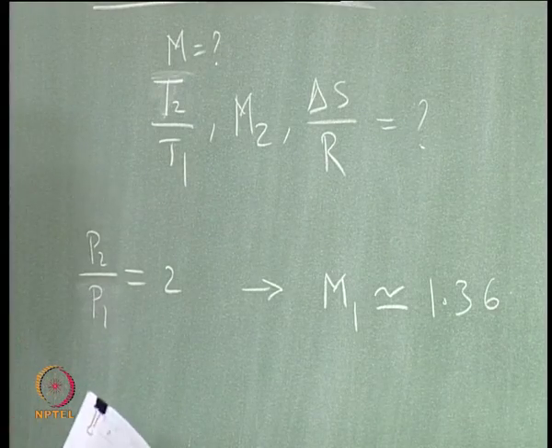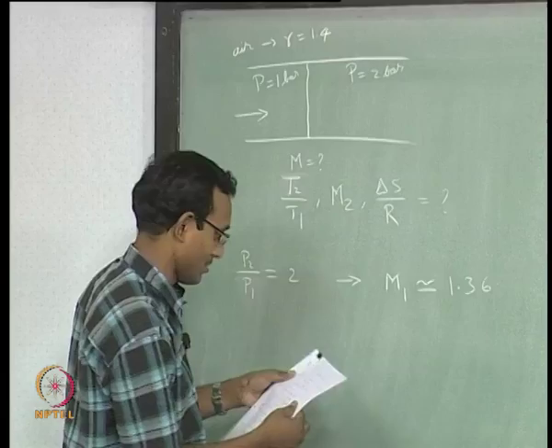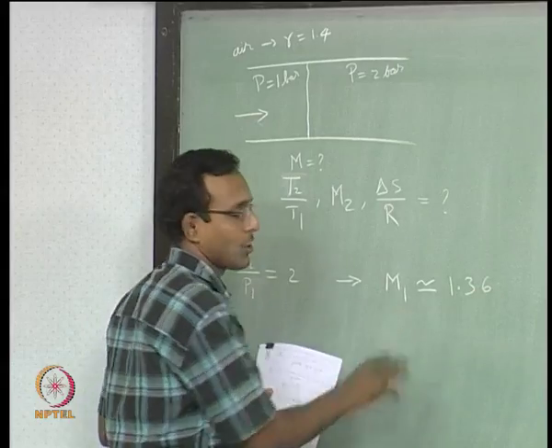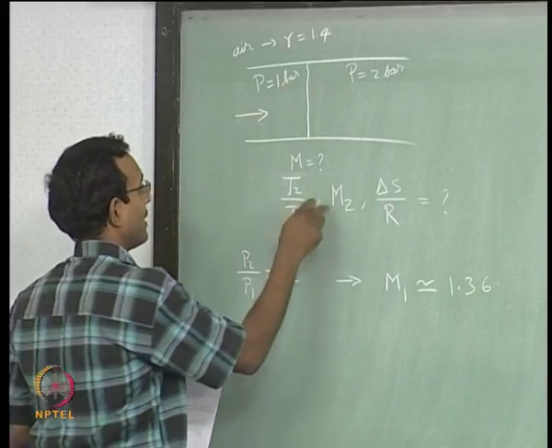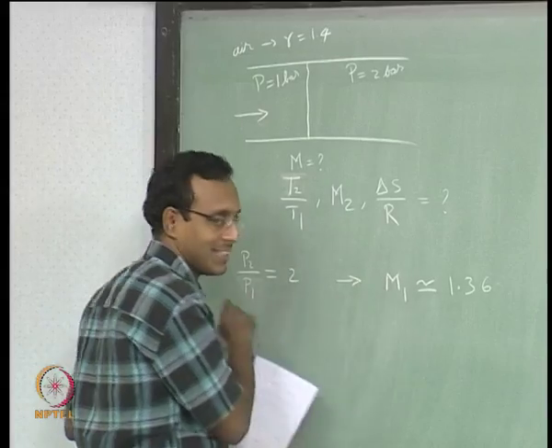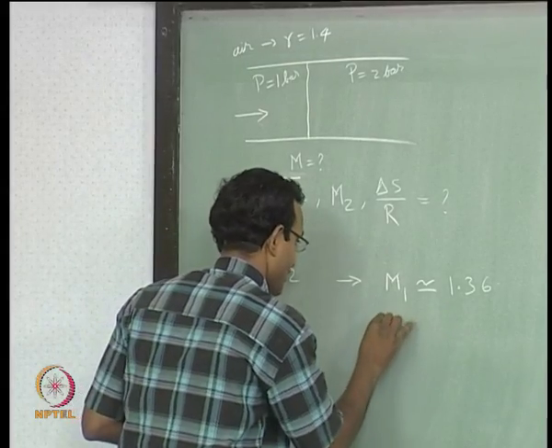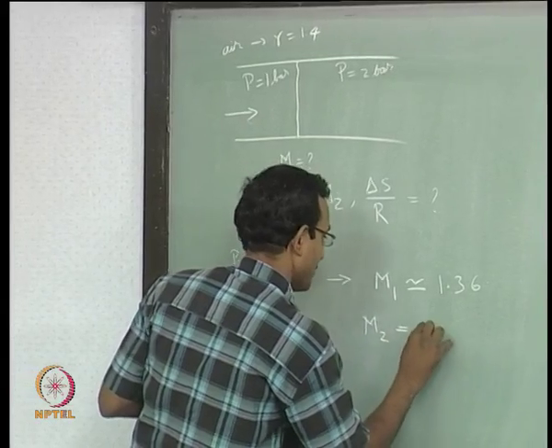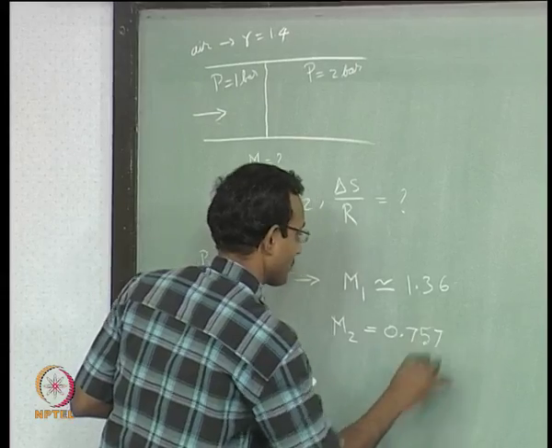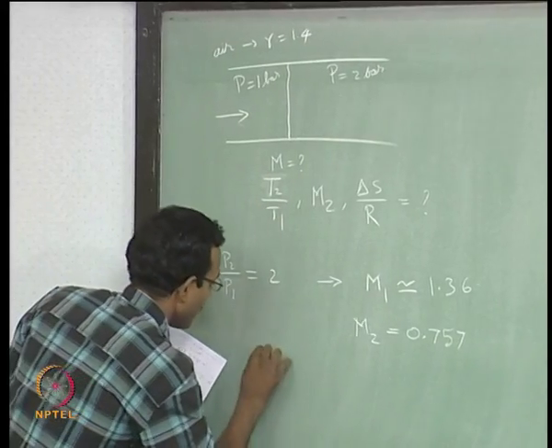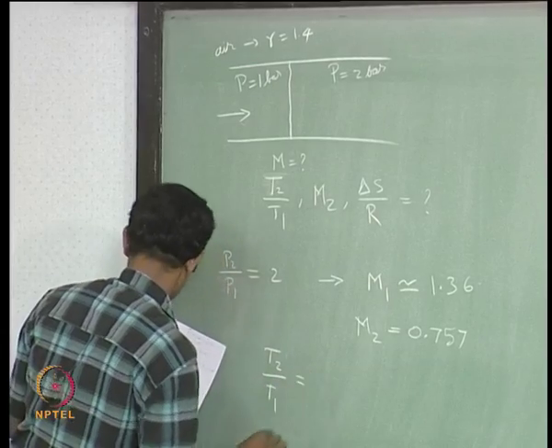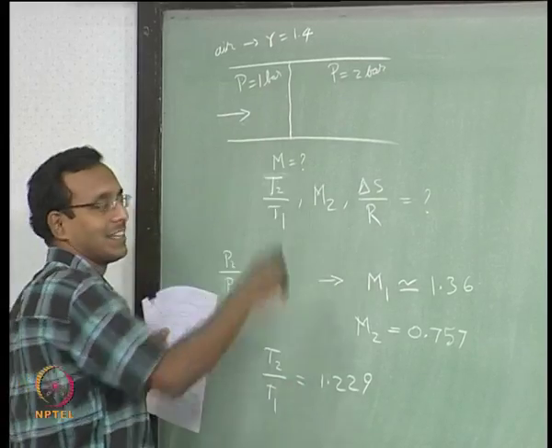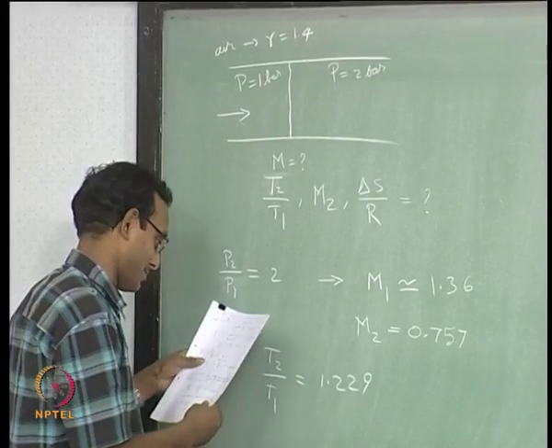I have the tables, I can look at the number, but anyway I have done this work already. So now we know that this is the shock Mach number. Of course we want other properties. M2 is directly in the same row, I just have to read out the next column. That value happens to be 0.757, and if I read out T2 by T1 from there, T2 by T1 is 1.229. So I am getting answers directly, that is why I told you it is a very simple problem.